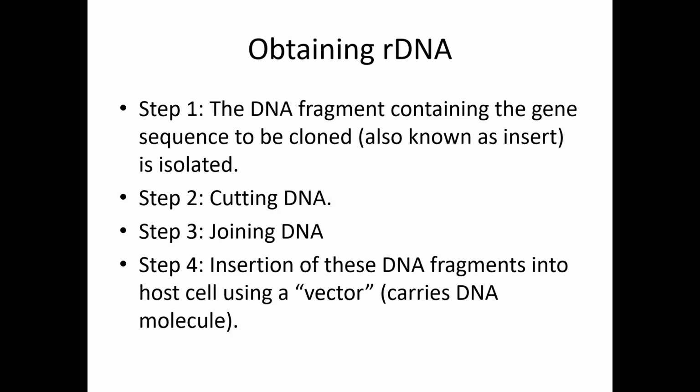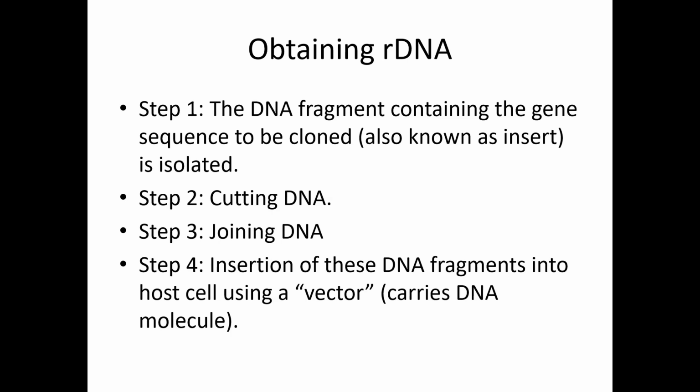So that gene which we will separate is called GOI, that is gene of interest. The step 2 is cutting DNA. So the fragment you took has to be cut and then inserted. The next one is cutting DNA. Step 3 is joining DNA. Step 4 is insertion of these DNA fragment into the host cell.